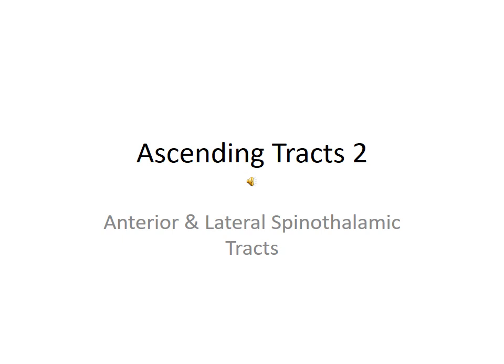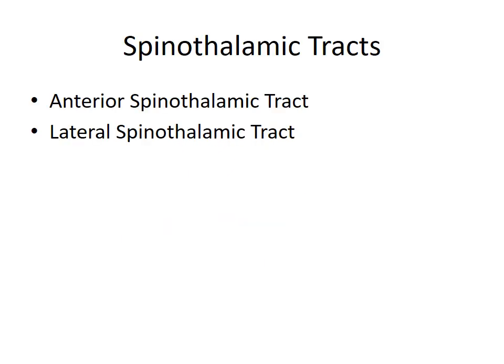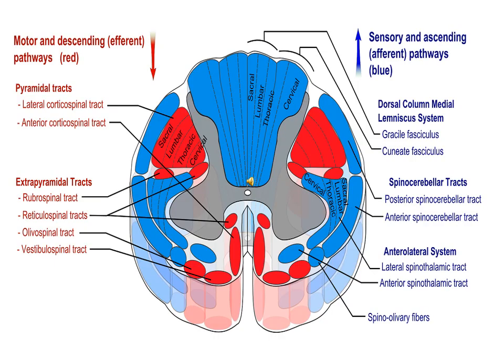The ascending tracts include the posterior column tract, the anterolateral spinothalamic tract, and other minor tracts. Talking about the anterolateral spinothalamic tract, we study these tracts together because the course is common. Look at the diagram and see the sensory ascending tracts, the blue colored tracts, and you will find that the lateral spinothalamic tract travels in the lateral white matter, whereas the anterior spinothalamic tract runs in the anterior white matter.